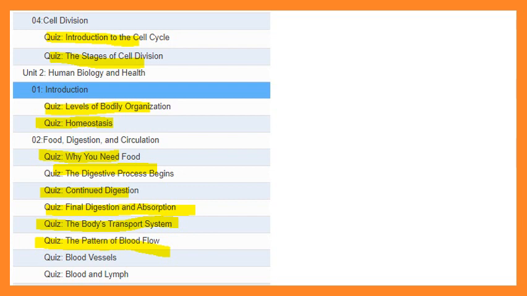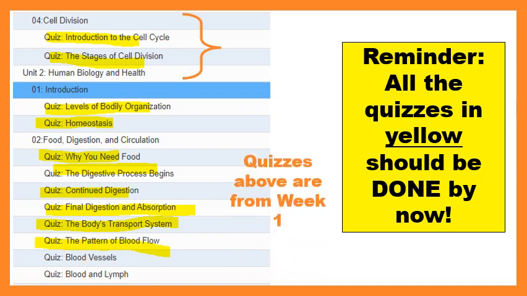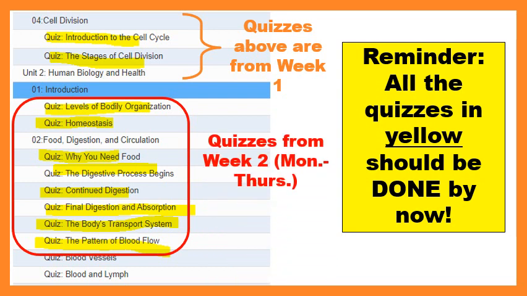Okay, since we're at the end of the week, just to let you know, we've had 10 classes so far. 10 times 2 quizzes per day is 20 quizzes. So all the quizzes in yellow should be done by now. This little orange bracket, everything above that was from week 1. And this is what we've done so far, Monday through Thursday for week 2. Again, if you're keeping up with 2 quizzes per day, it's not that bad. If you're missing 3, 4 classes, that's when it really starts to add up.